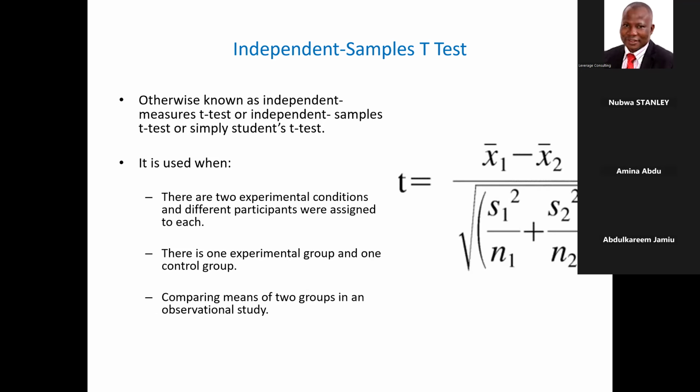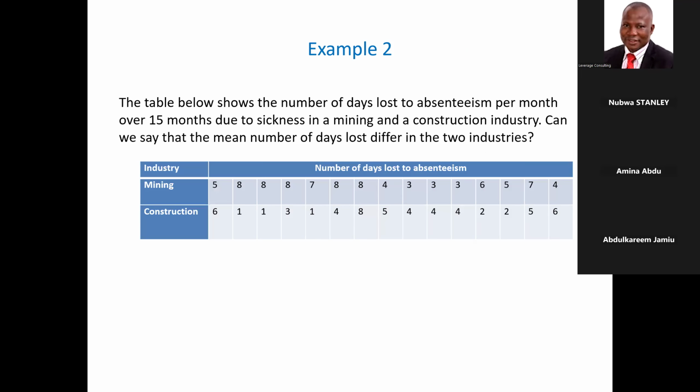So leave that one. Let's talk more about the epidemiological, and also the statistical aspect. So you're familiar with the formula. Now, an example. The table below shows the number of days lost to absenteeism per month over 15 months due to sickness in a mining and a construction industry. Can we say that the mean number of days lost differs in the two industries?